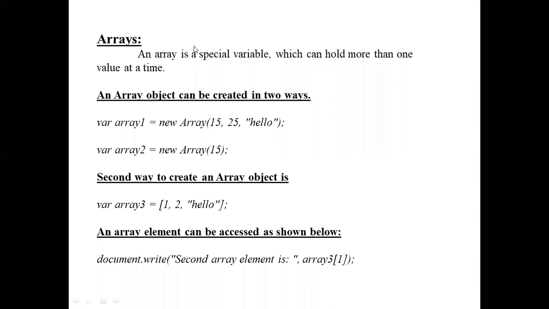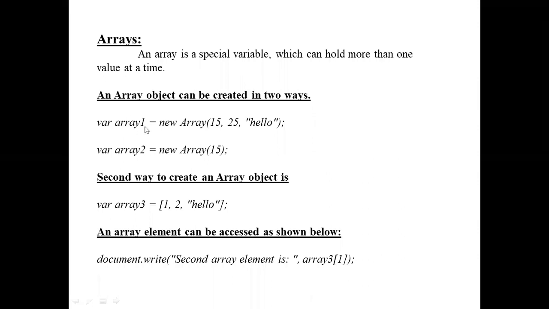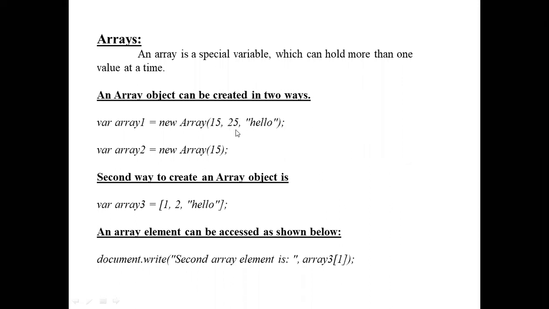Once again I repeat: an array is a special variable which can hold more than one value at a time, and those values are of different data types. Next, creation of an array object. Here var array1 equals new Array(15, 25, "hello"); the name array1 is created using the new operator and contains the elements 15, 25, hello. 15 and 25 are of the number data type and hello is of the string data type.